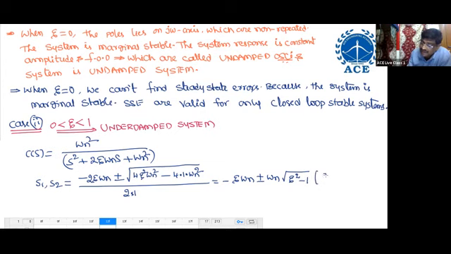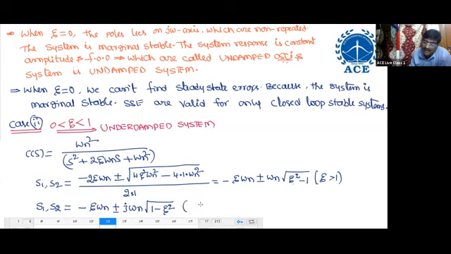But this is valid only when zeta is greater than 1. But we are having zeta less than 1. Zeta less than 1 means zeta square becomes less than 1, so zeta square minus 1 becomes negative. Negative means you will get the imaginary. That means minus zeta omega n plus or minus j omega n root of 1 minus zeta square, because root of minus 1 becomes j.